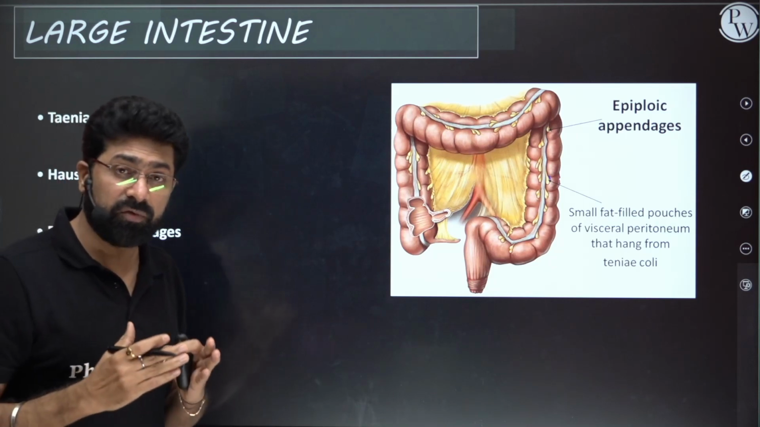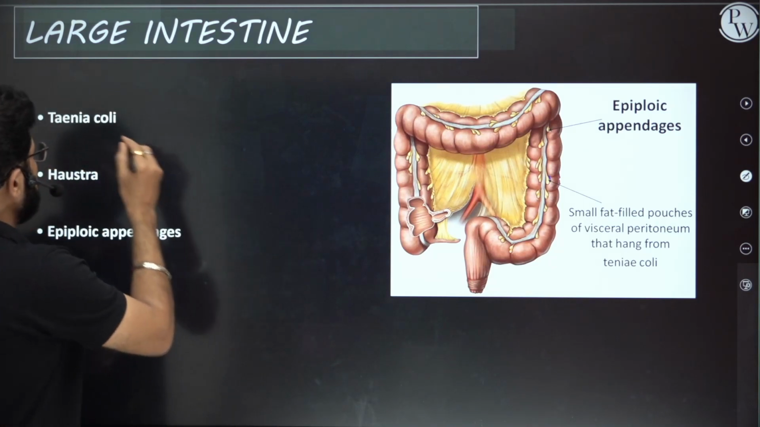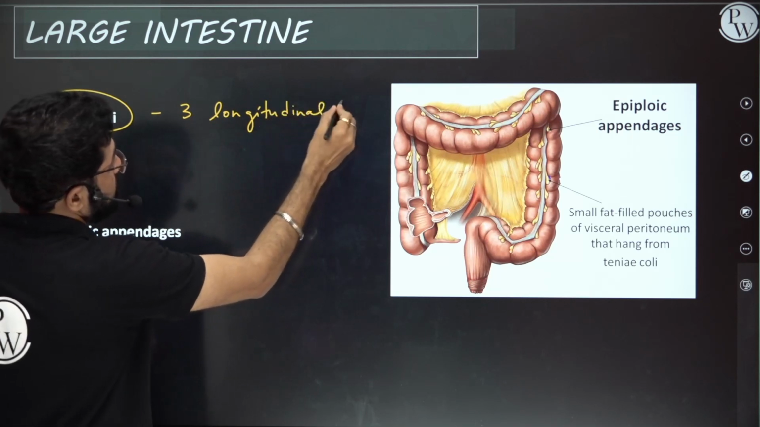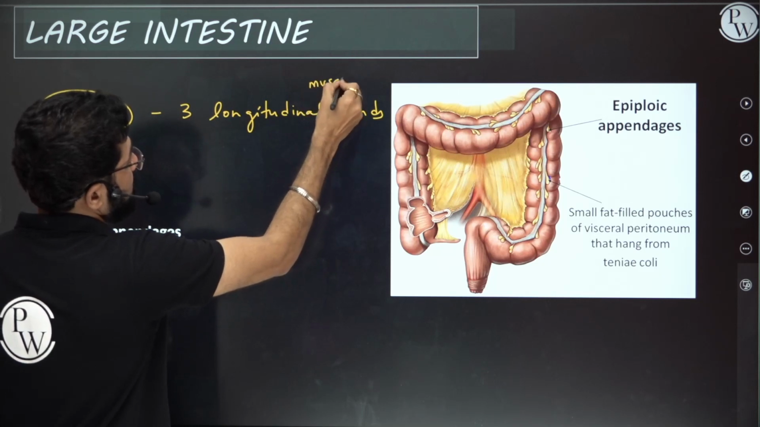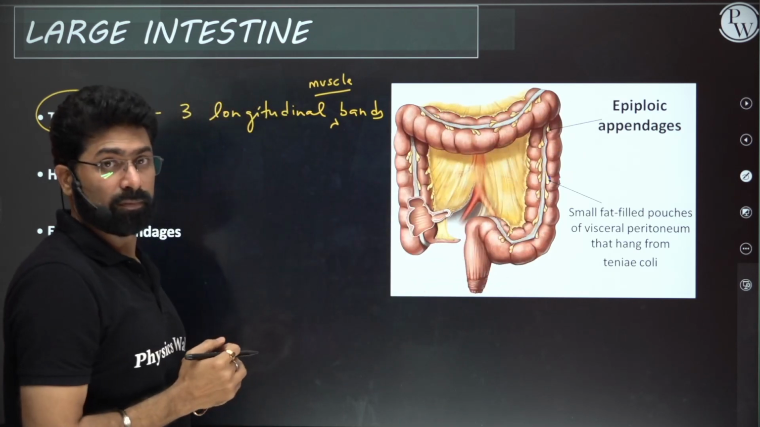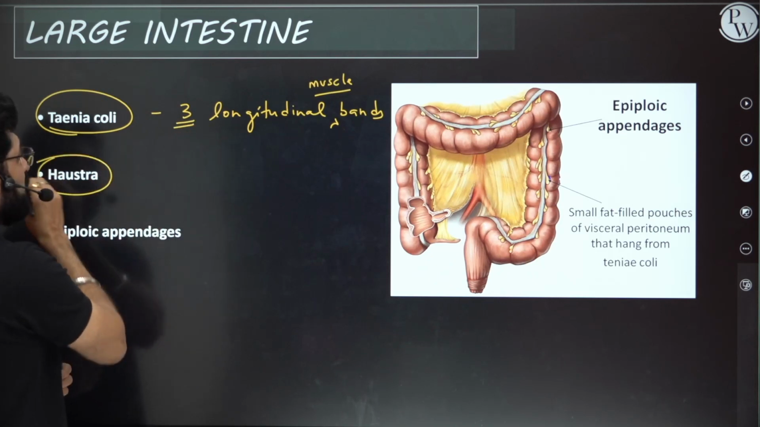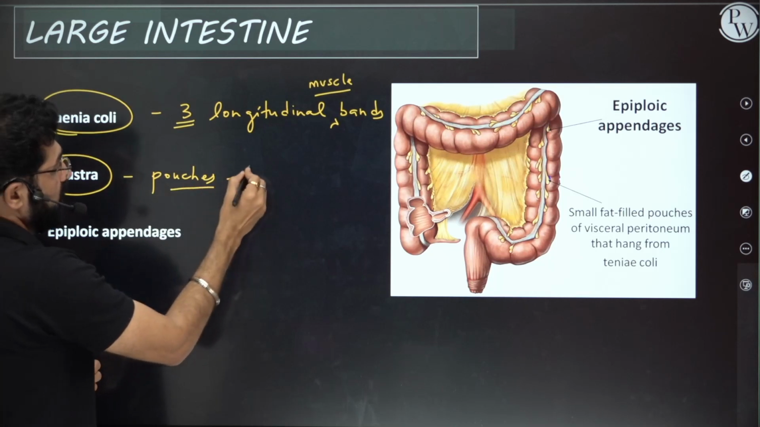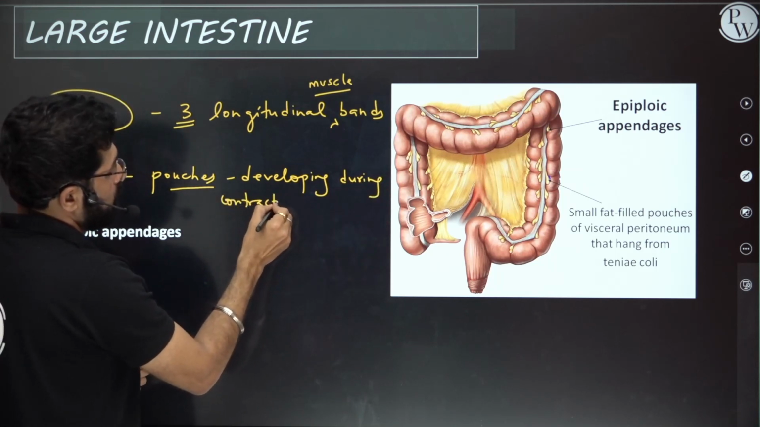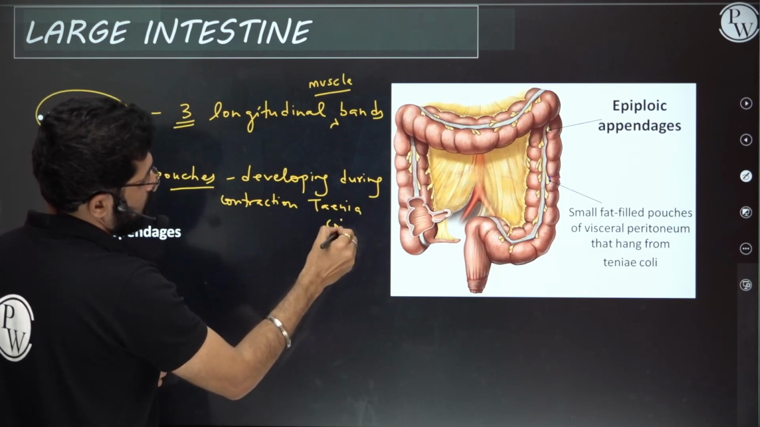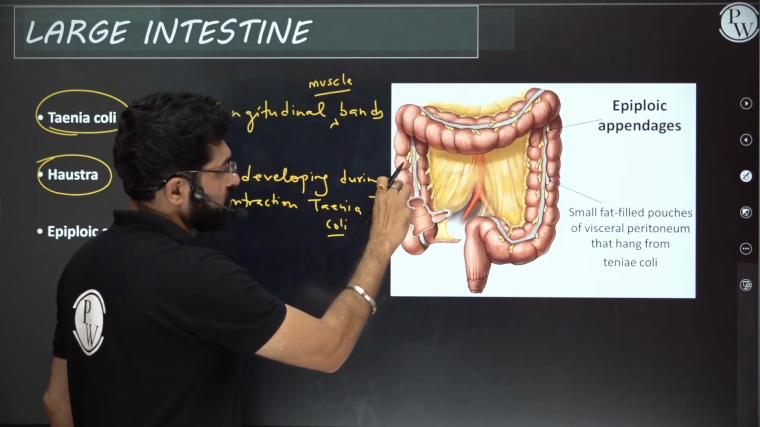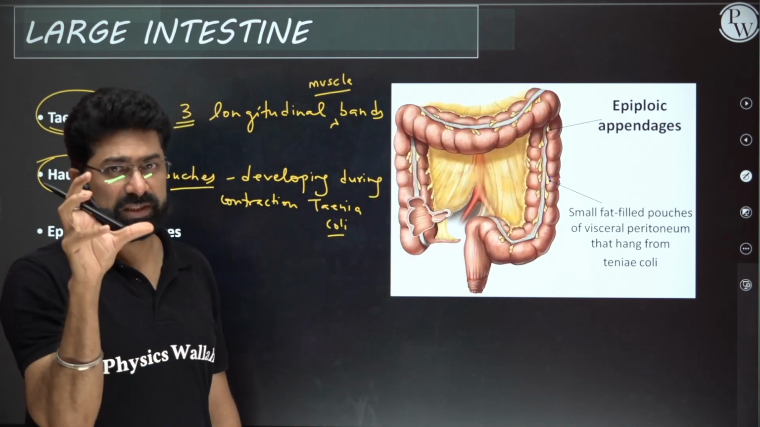Let's see the characteristic features of the large intestine. The large intestine is characterized by taenia coli. What is taenia coli? These are three longitudinal muscle bands, which are going throughout the large intestine. Can you see? Yes, their number is three. So pouches develop during contraction of the taenia coli. This gets a little bit contracted, and it causes the development of those haustra, pouch-like structures. So in the entire large intestine, you can see some pouch-like structures here.